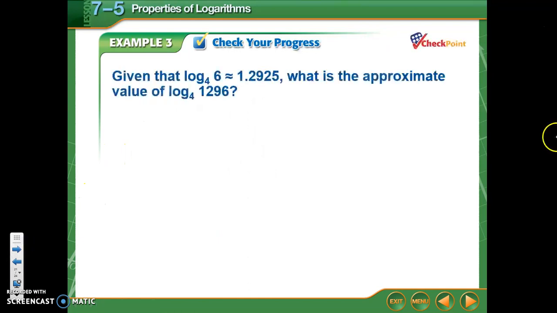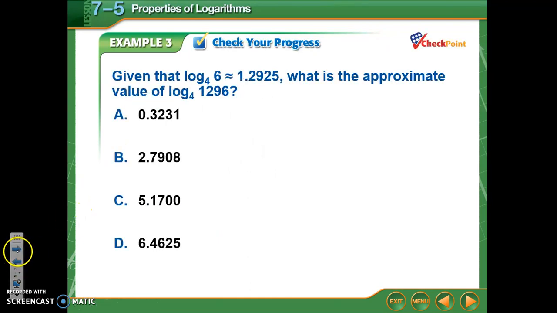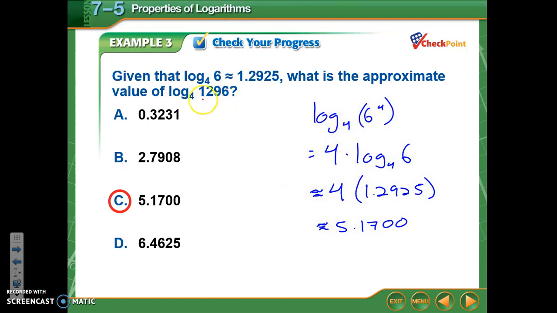So using that idea of the power property, I want you guys to try this one. Okay, you should have gotten C, 5.1700. And there's the work to go with it. In this case, 1,296 is 6 to the 4th. Then that exponent of 4 that's inside my logarithm can become a coefficient. So I have 4 times log base 4 of 6. Then I can just replace log base 4 of 6 with the value they gave me and simplify.